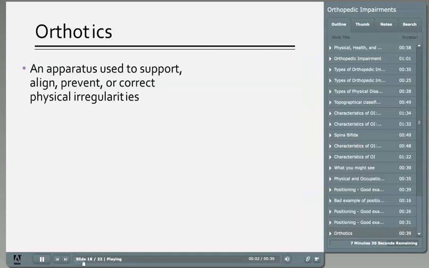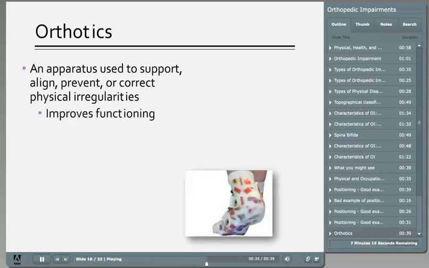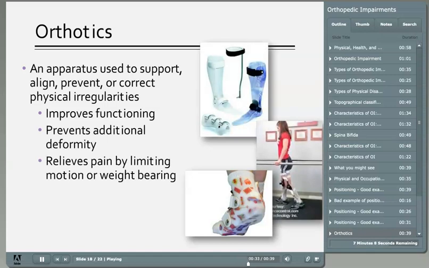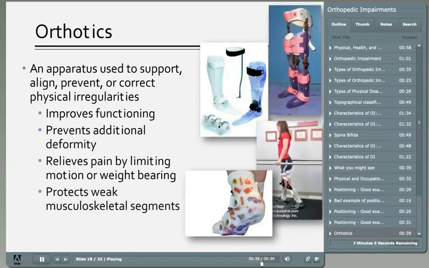Most children with physical disabilities use an orthotic of some sort. An orthotic is an apparatus that is used to support, align, prevent, or correct physical irregularities. Orthotics should be fitted and developed by a medical professional, but teachers and educators need to understand how they work and what purposes they are serving. Good orthotics can improve the functioning of the child, and it will prevent additional problems. Orthotics also relieve pain by limiting motion or weight bearing, and can also protect weak musculoskeletal segments.